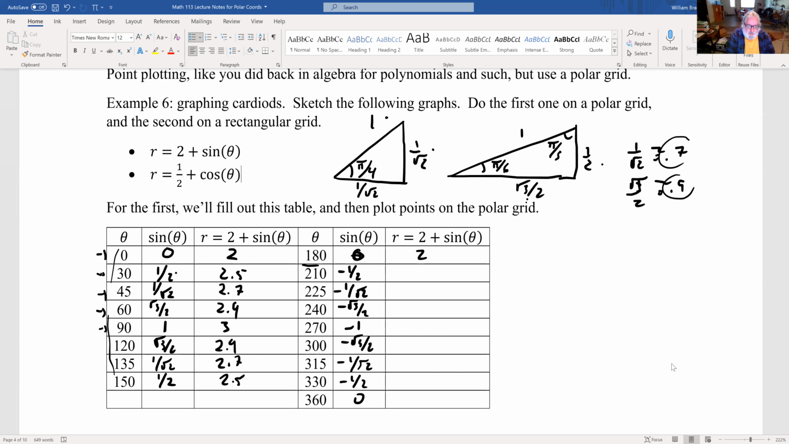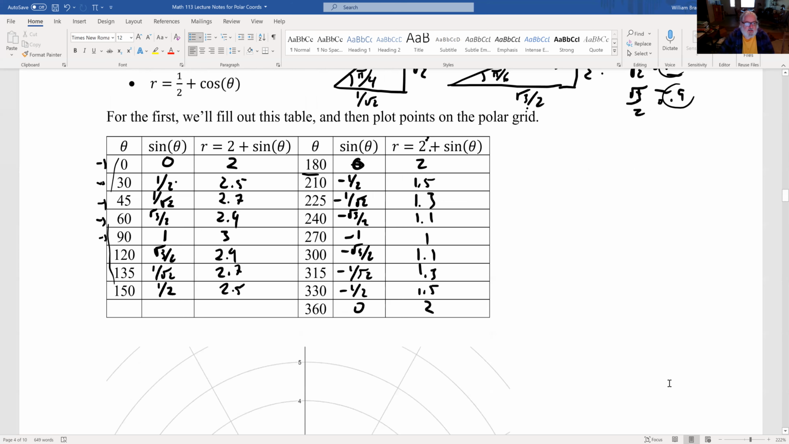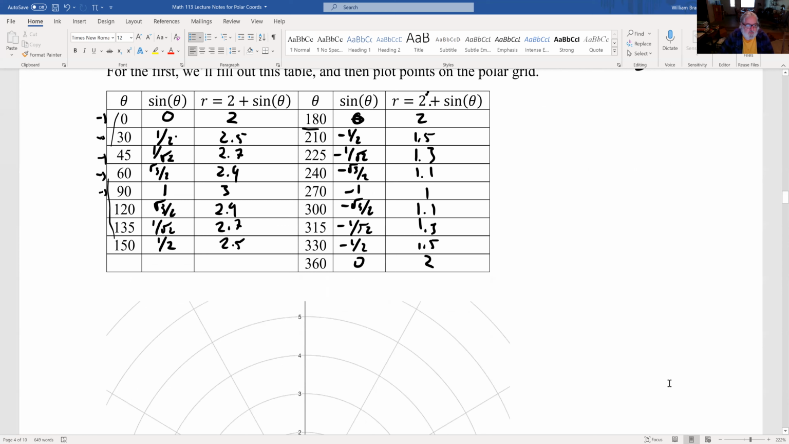So r is 2 plus minus 1/2, that's 1.5. 2 plus, again, 1 over root 2 is about 0.7, so this will be 1.3, 1.1, 1, 1.1, 1.3, 1.5, 2. So it looks like a huge table to fill out, but it's really not that bad. So how do we go about graphing this?